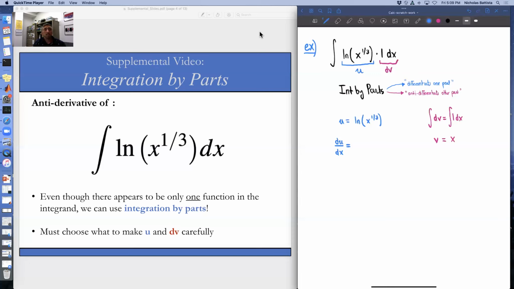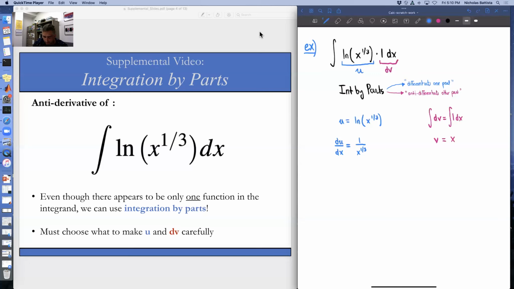First we differentiate an ln, which means we take whatever is inside of that ln, in this case the x to the 1/3, and we put that in the bottom of a fraction. So we take 1 over what's inside of that ln, in this case 1 over x to the 1/3, and then we keep moving inwards.